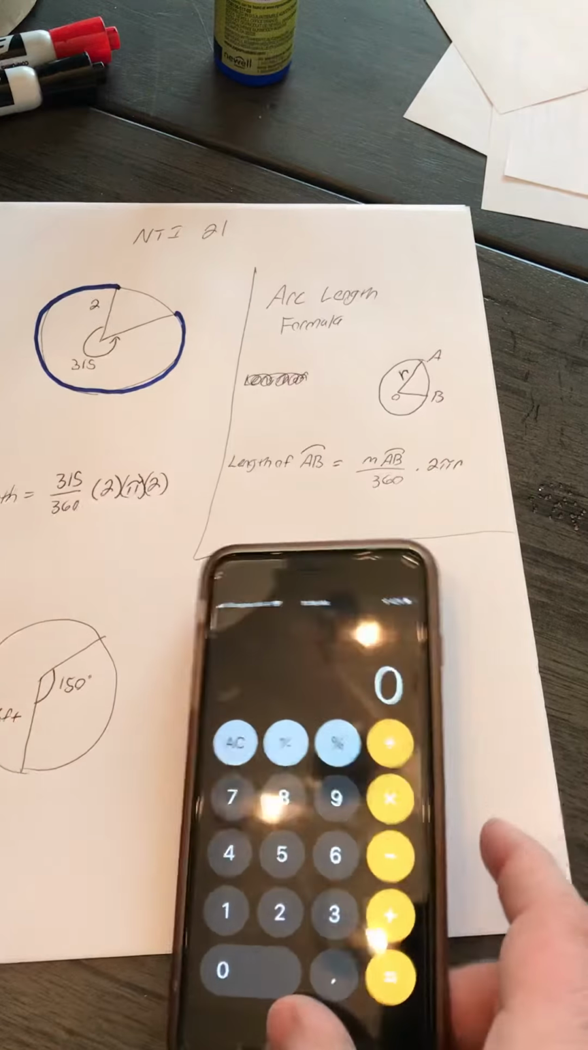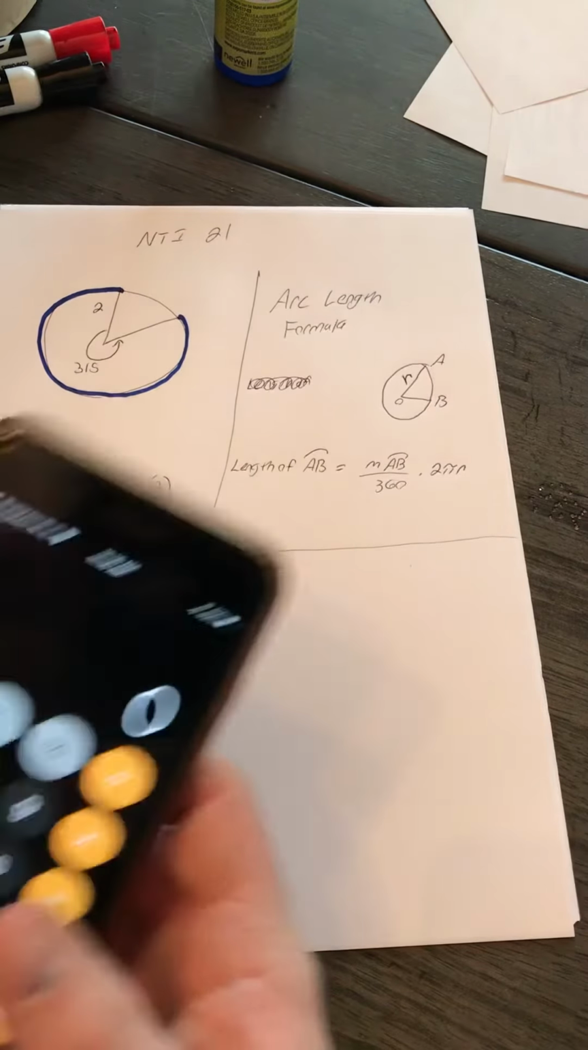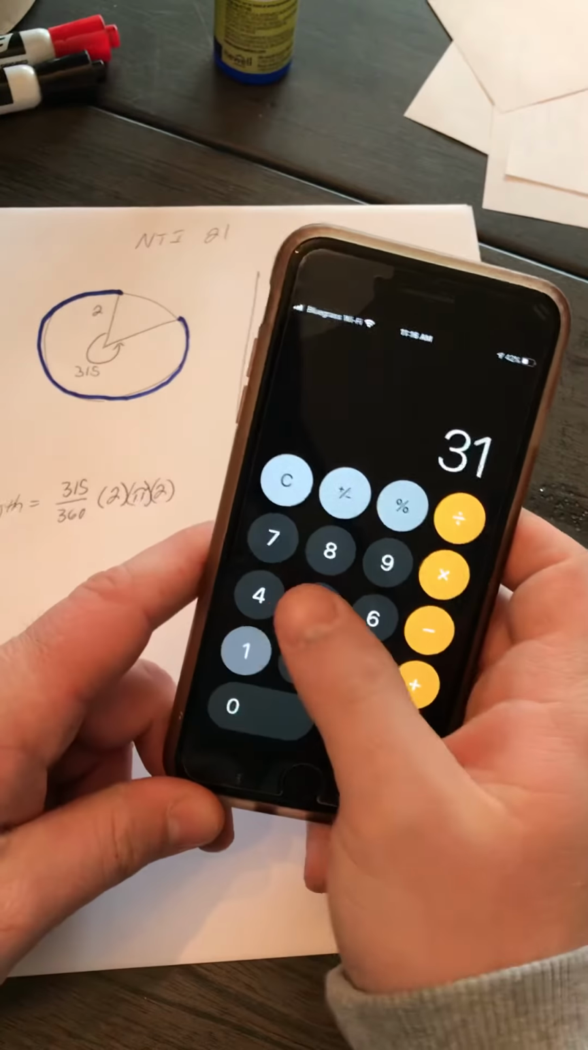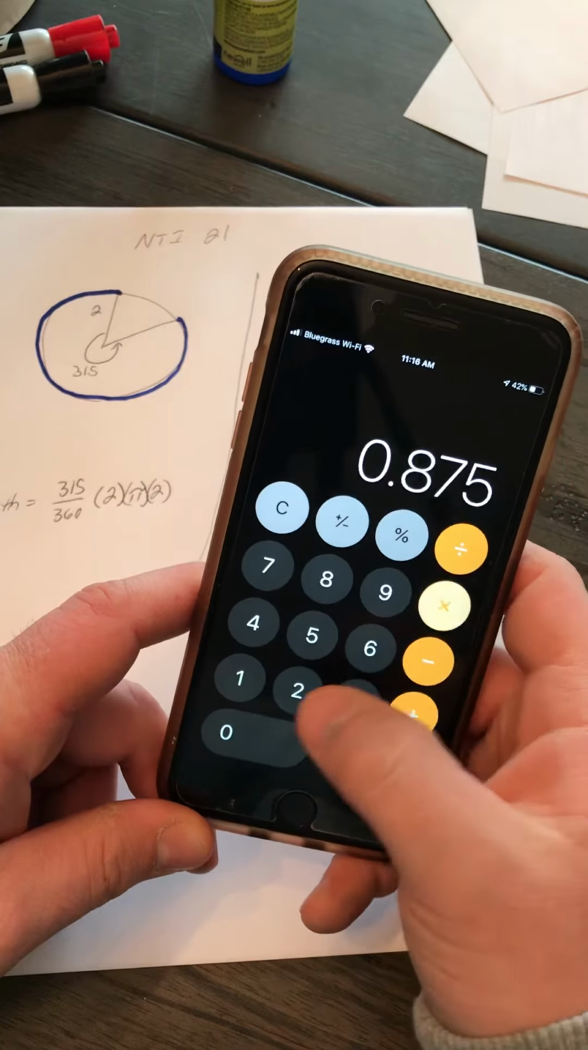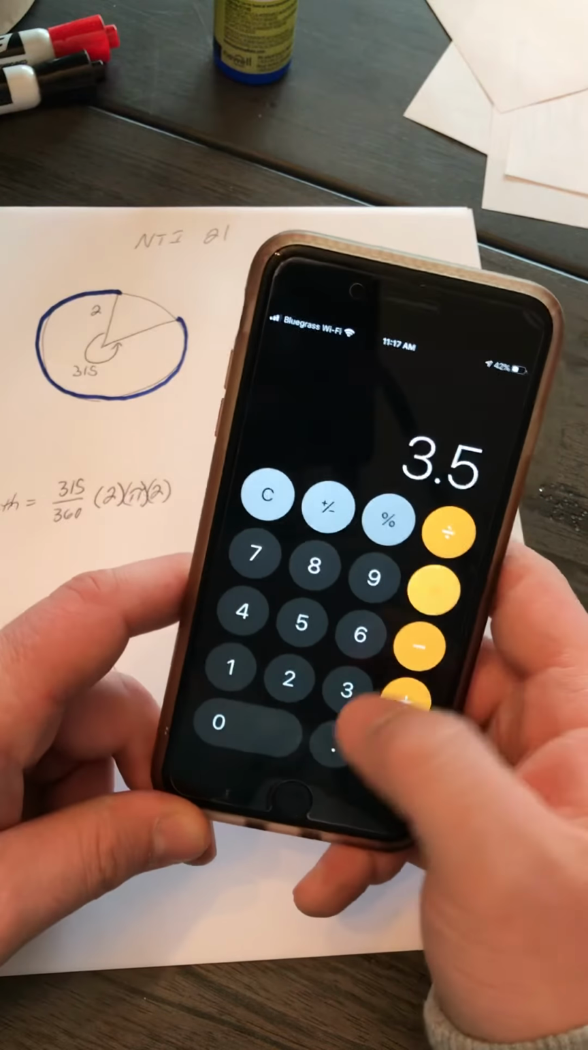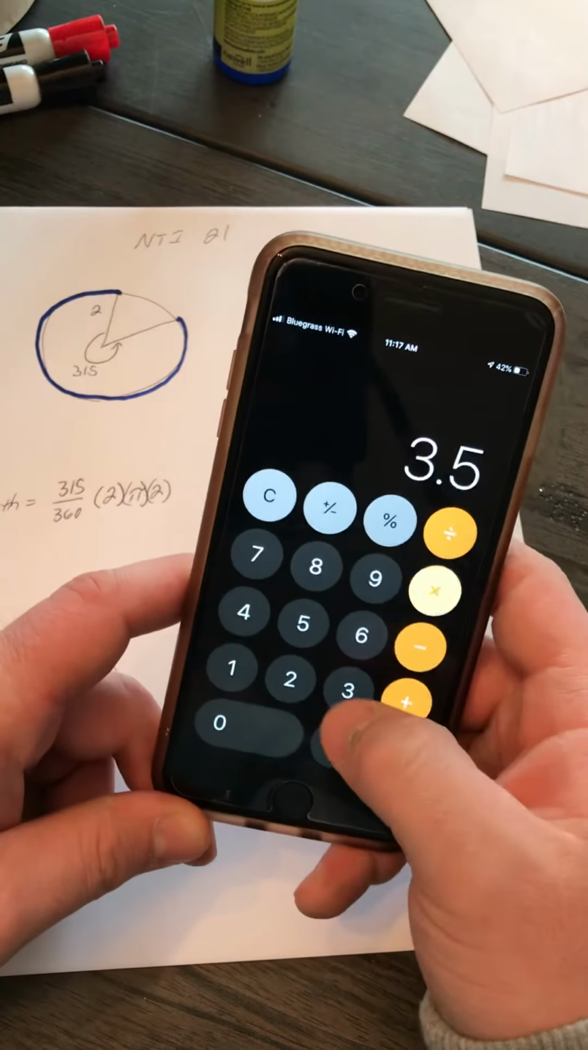I do all that, let's type that in. So I do 315 divided by 360 equals that, times 2 times 2 times 3.14 is 10.99 yards, and this would be yards since it's like that, okay? So 10.99, or you could round it to 11 yards, okay?